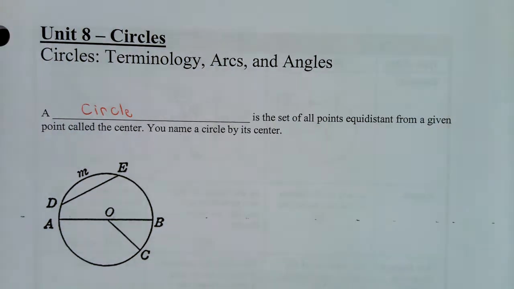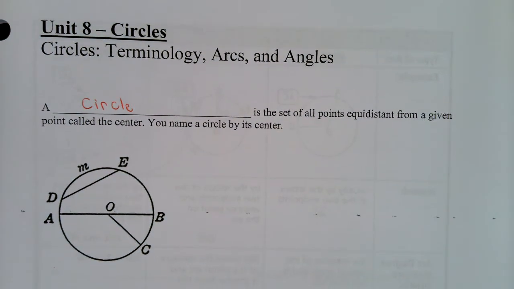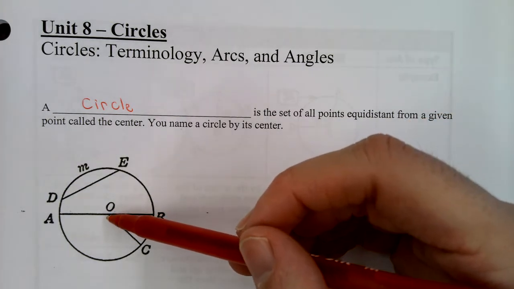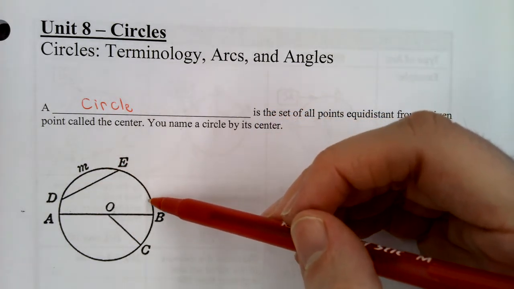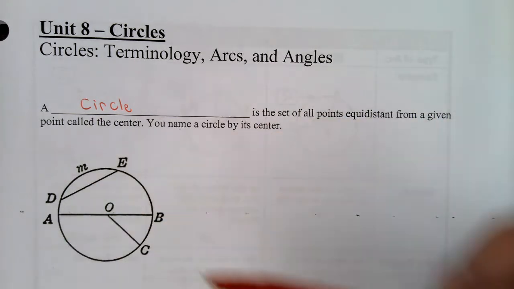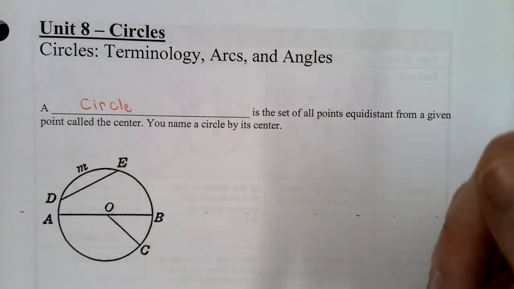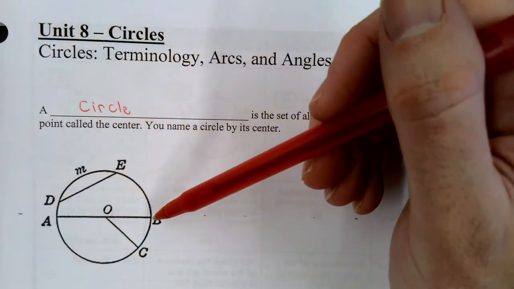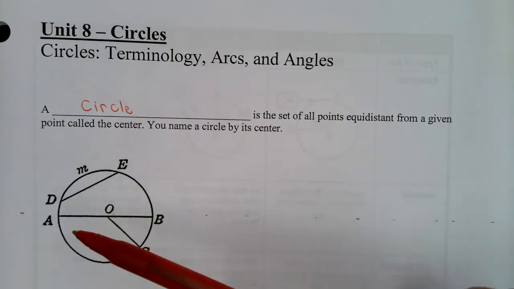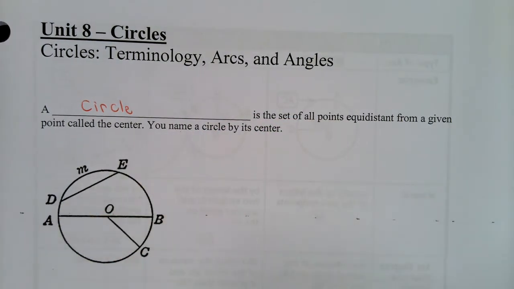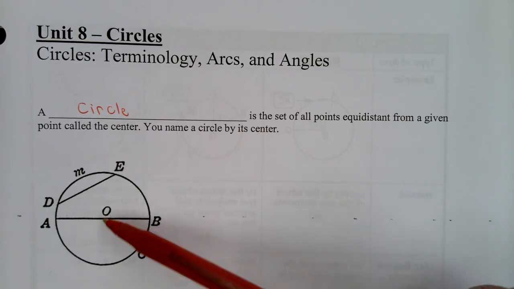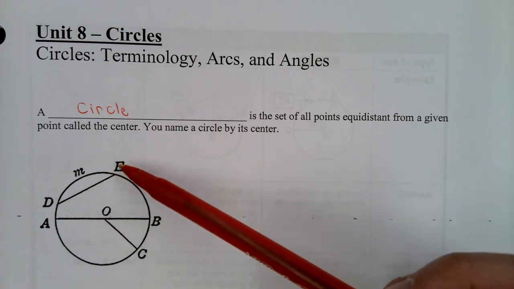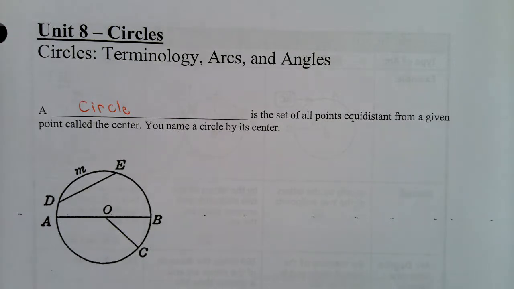A circle is a set of all points equidistant from a given point called the center. What that means is this is the center of the circle. Each point on the circle is the same distance away from the center. So the distance from C to O is the same as the distance from B to O. It's the same as the distance from O to A, the same as the distance from D to O, and the same as the distance from E to O. So every point on the circle is the same distance away from the center. That's the definition of a circle.